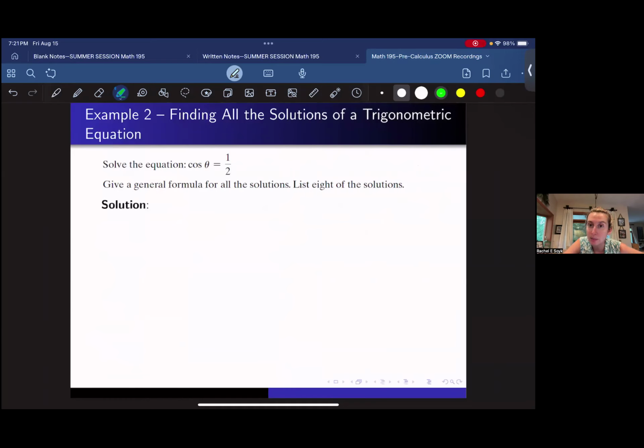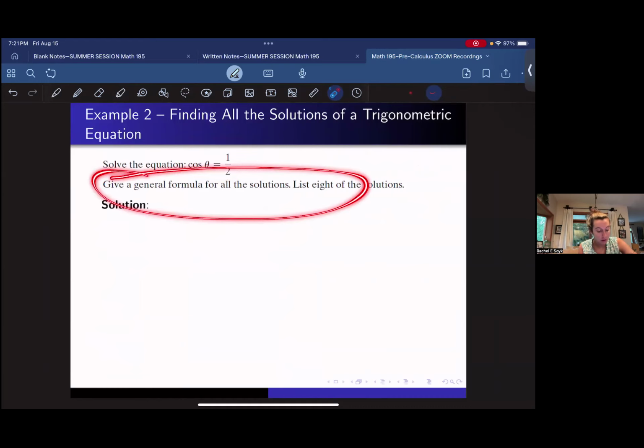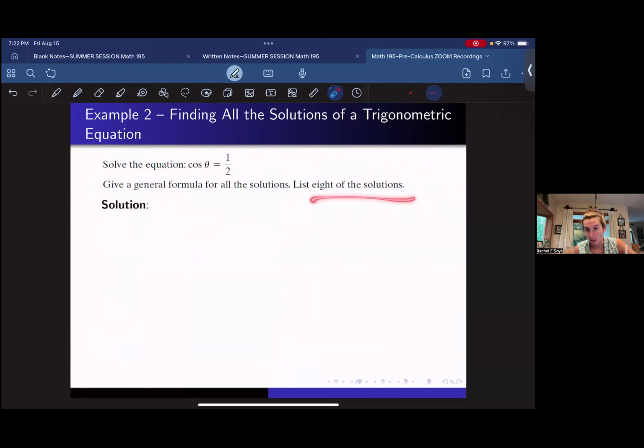So this brings us to our example 2, where we're asked to solve this equation. Cosine theta is equal to 1/2. And we want to give a general formula for all the solutions. And then we want to list 8 of the solutions. Okay. So we have our cosine theta equals 1/2.